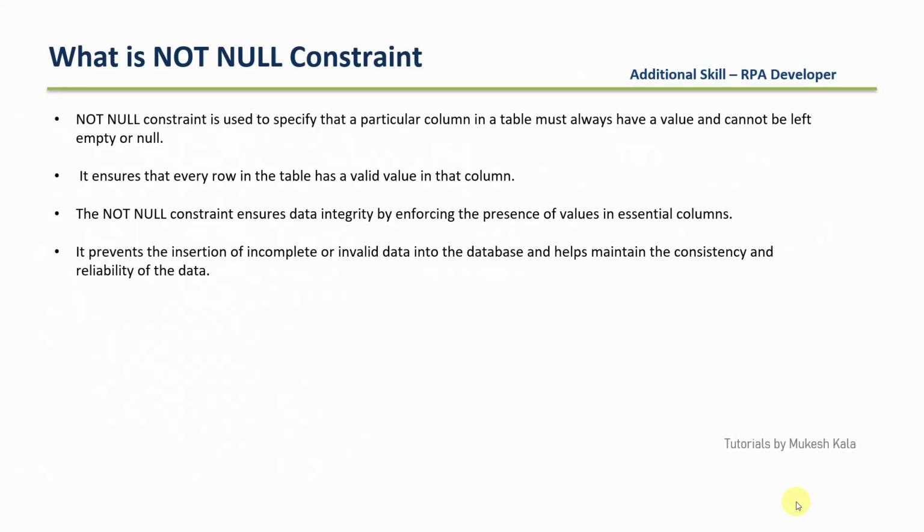The not null constraint ensures data integrity by ensuring the presence of a value. Now what is the benefit? It prevents the insertion of incomplete or invalid data, which helps you maintain the consistency and reliability of the data, right? So in simple words, if I am creating a table and I want to make sure that the column should have a value, I am going to use the not null constraint. How does this work? Let's quickly go to SSMS and see that in action.